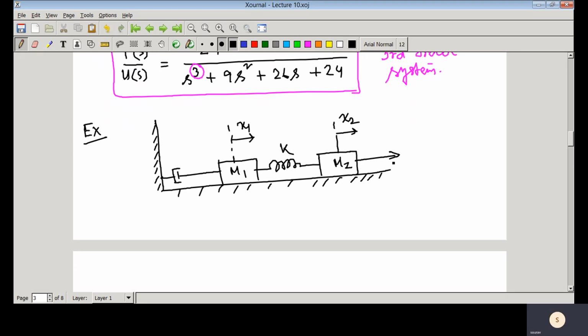And if you apply a force F(t) here, then what would be the dynamical equation and how can we represent the dynamical equation in state space form? So this is our objective. So this is frictionless, and here this is that damper. So the damper coefficient is D.